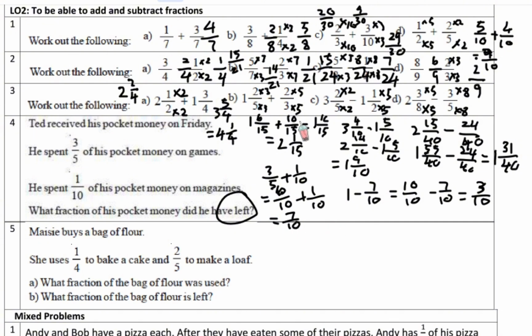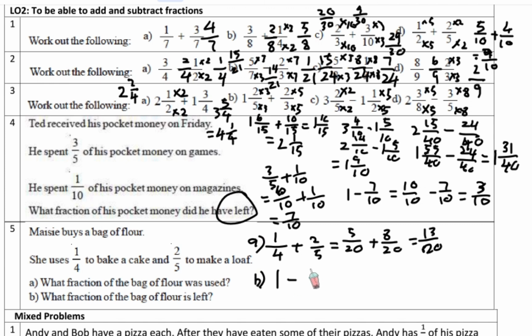So first we'll find A, which we will need to add 1 over 4 and 2 over 5 together. So it would be 1 over 4 plus 2 over 5, which is 5 over 20 plus 8 over 20, which is 13 over 20. That is for A. For B, we can take 1 minus 13 over 20, which would equal 20 over 20 minus 13 over 20, which is 7 over 20. And that will be our final answer.